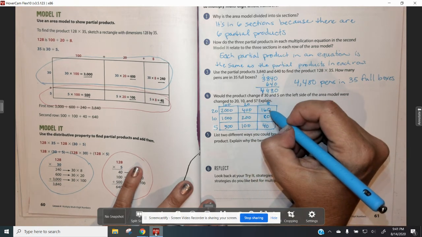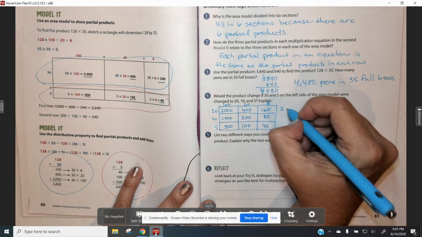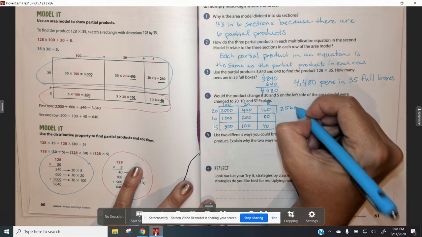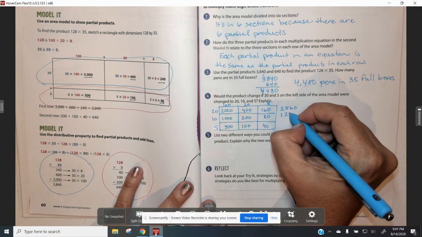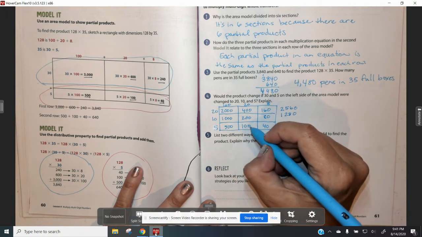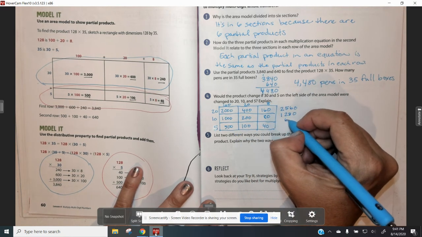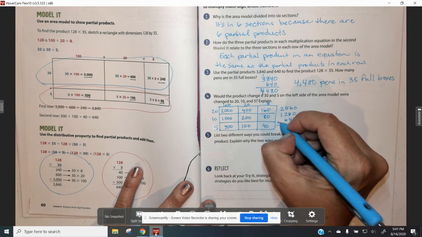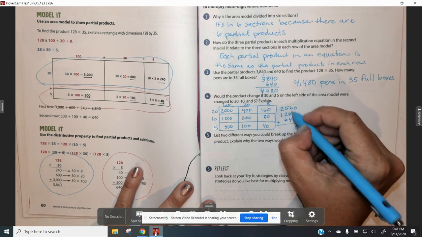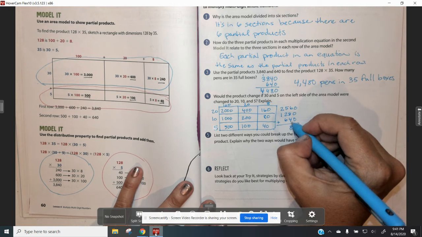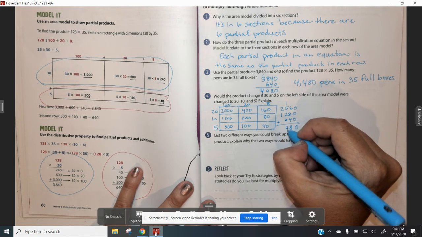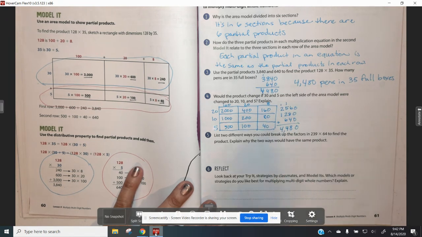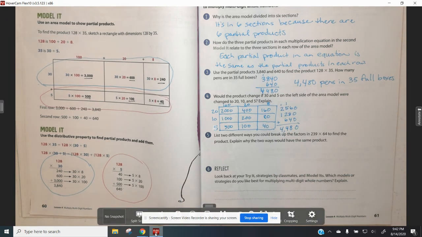2,000 plus 400 plus 160 is 2,560. 1,000 plus 200 plus 80 is 1,280. 500 plus 100 plus 40 is 640. We add those all up. Look at that, 4,480. So we got the same answer.